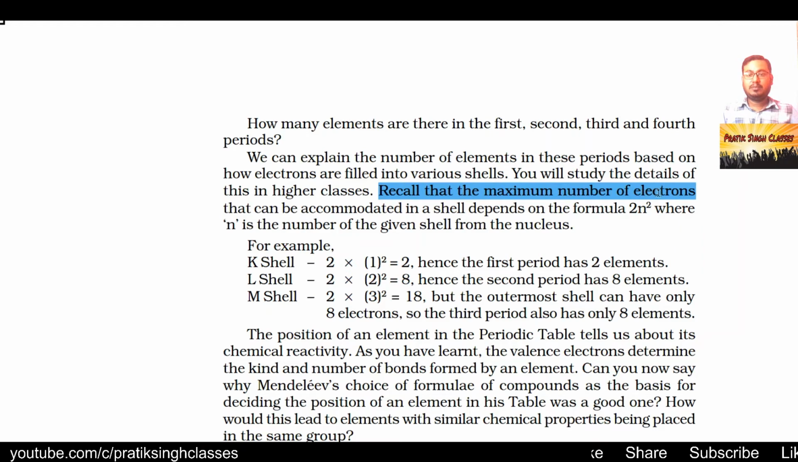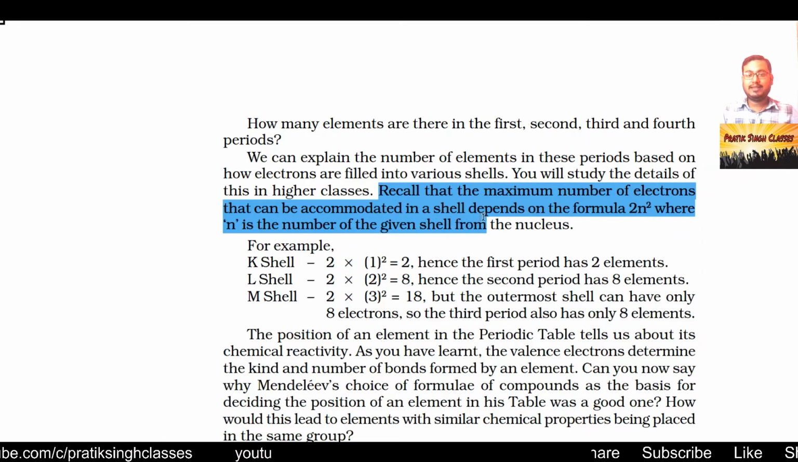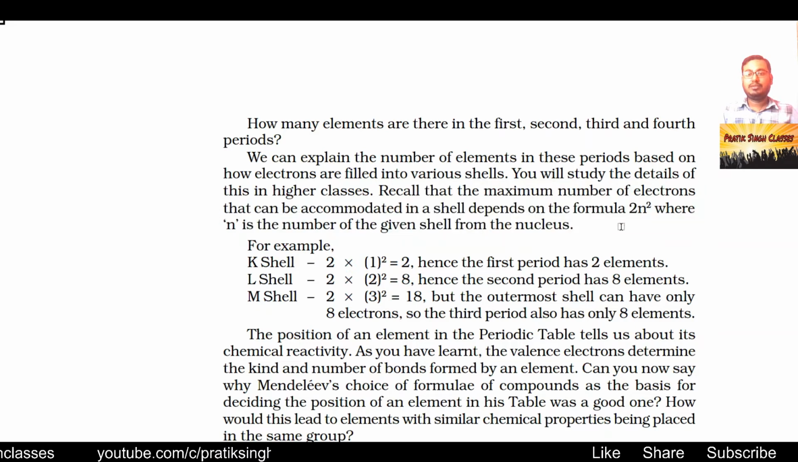Recall that the maximum number of electrons that can be accommodated in a cell depends on the formula 2n square, where n is the number of the given cell from the nucleus. This 2n square formula I already gave you while we were discussing chapter 3. Once again, the total number of electrons that can be filled in any orbit or cell is given by the formula 2n square, where n is the number of the orbit. For example, for the K cell, K is the first cell, so the maximum number of electrons filled here is 2 into 1 square, which is equal to 2.